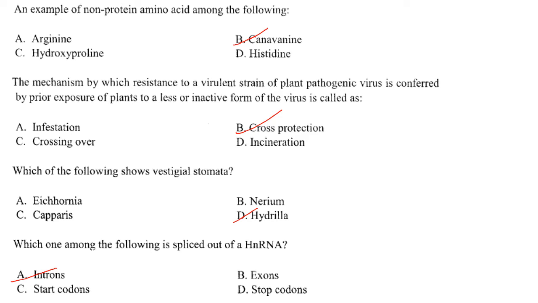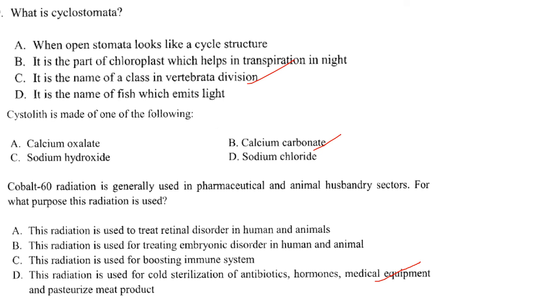Answer is option D. Which among the following is spliced out of an hnRNA? So introns are spliced out of an hnRNA molecule. So answer is option A. Then next one. What is Cyclostomata? Cyclostomata is the name of a class in vertebrate division. Answer is option C. Then cystolith is made of one of the following.